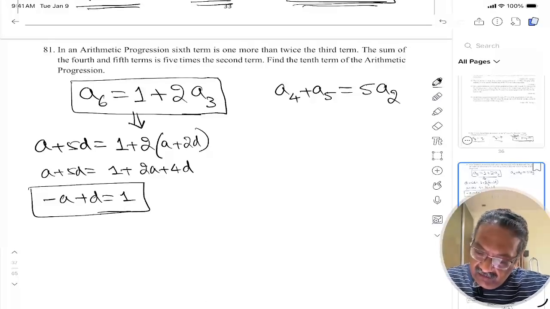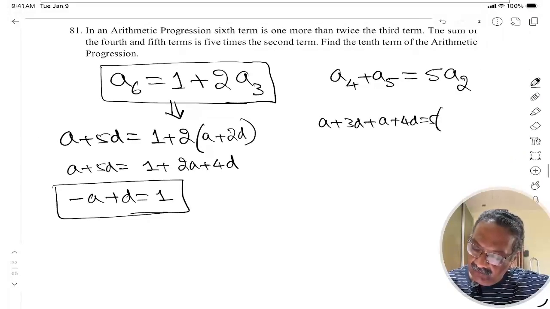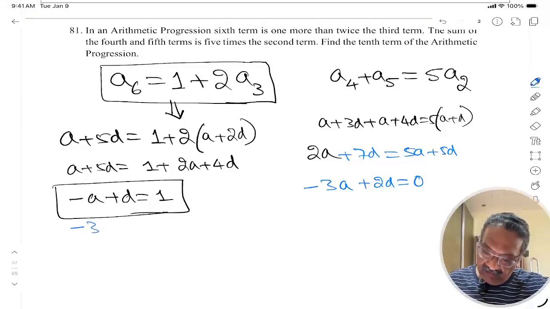So similarly A4 is a plus 3d plus a plus 4d is equal to 5 times a plus d, or 2a plus 7d is equal to 5a plus 5d, minus 3a plus 2d is equal to 0. So minus 3a plus 2d is equal to 0.